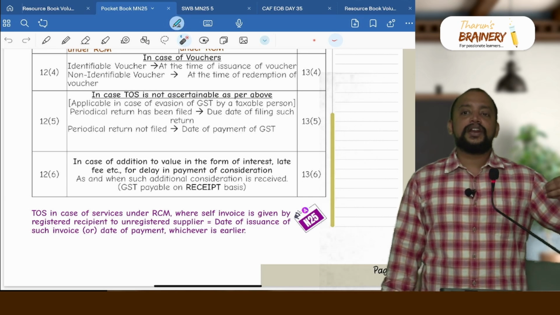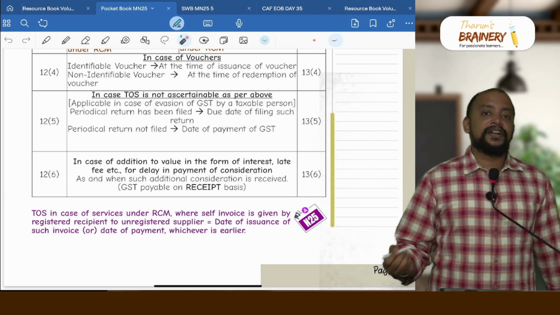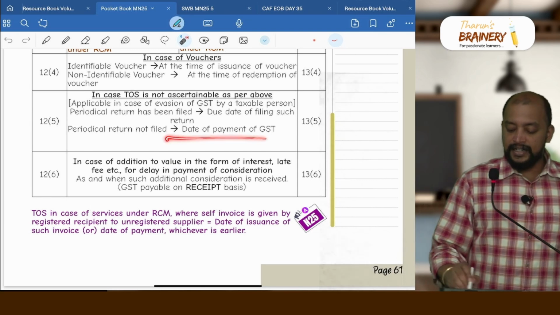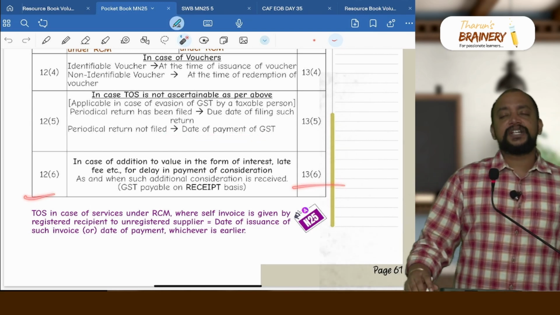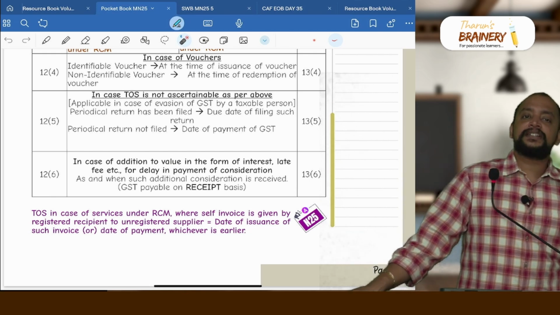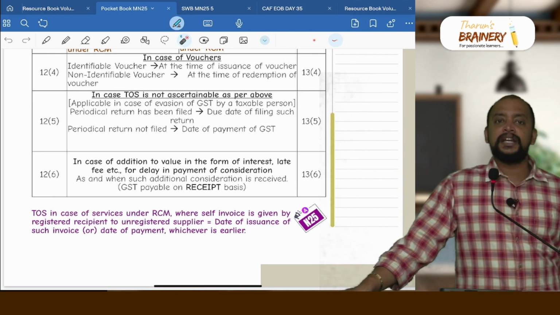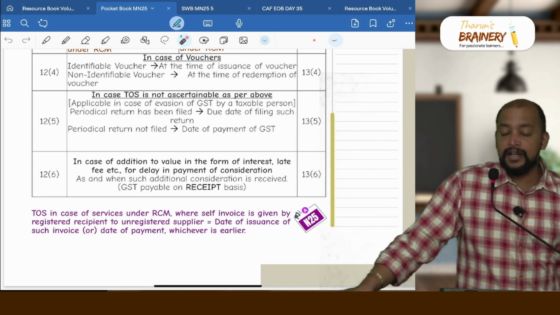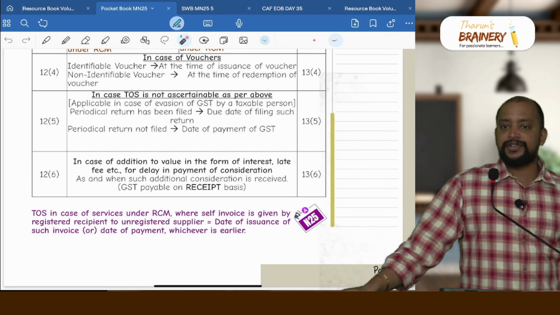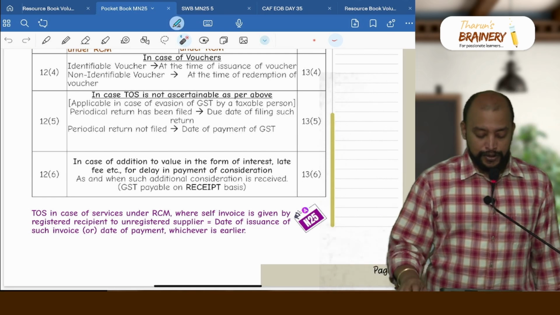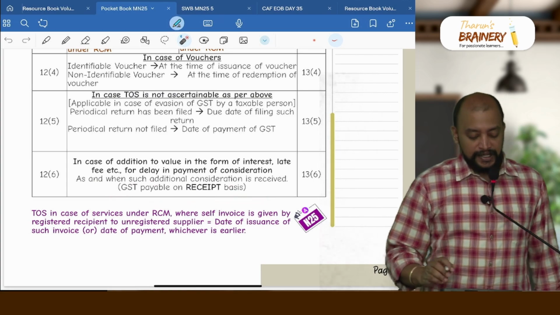A registered person is required to file return, so the due date of filing return. An unregistered person is not required to file return, but he may have a tax liability, so the date on which he makes the payment of tax should be taken. Whereas 12 subsection 6 and 13 subsection 6 deal with time of supply in case of interest, late fee or penalty for delay in receipt of consideration. So it is always on actual receipt basis. Whenever it is actually received, we need to pay GST, and that should be included in the value also. So as and when such additional consideration is received, GST is payable on receipt basis.